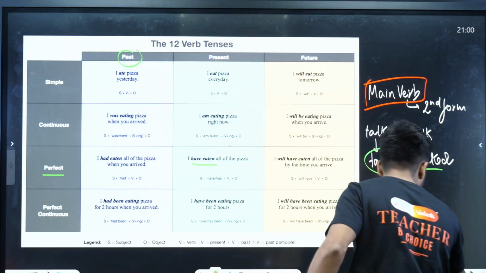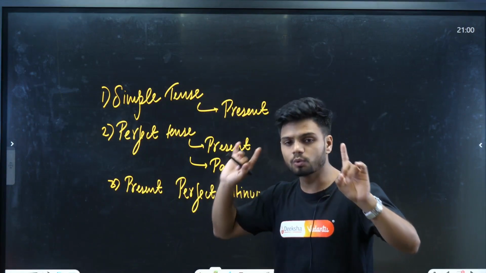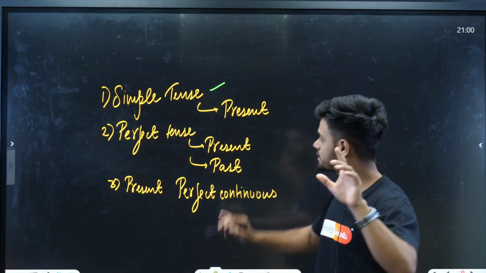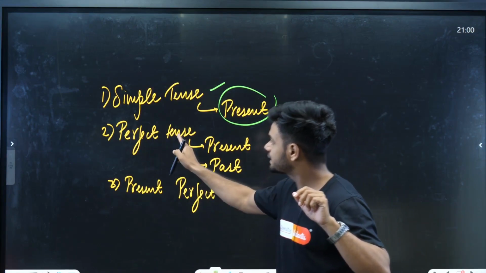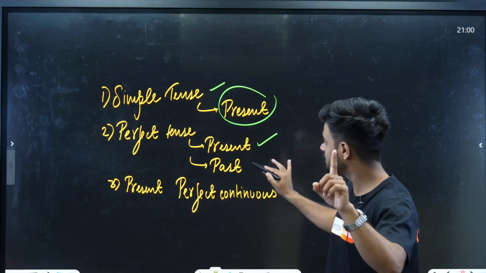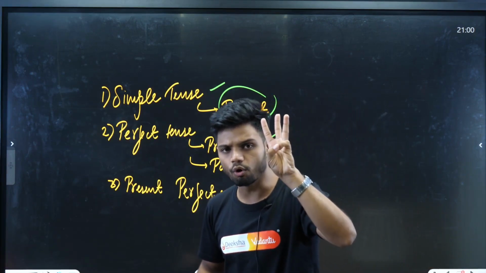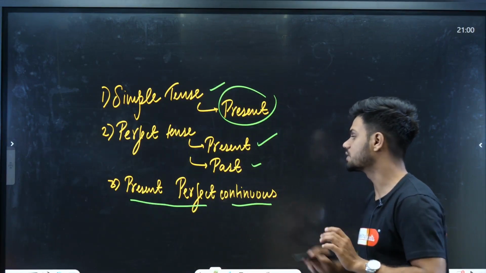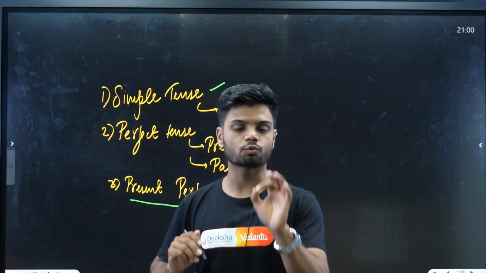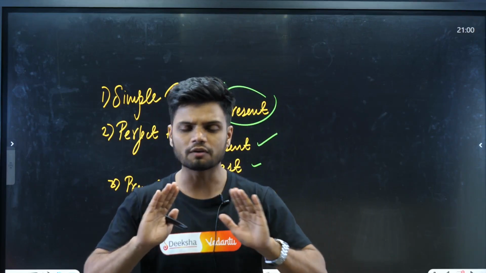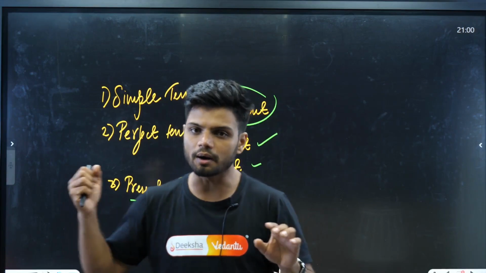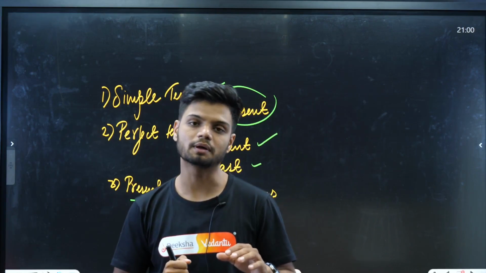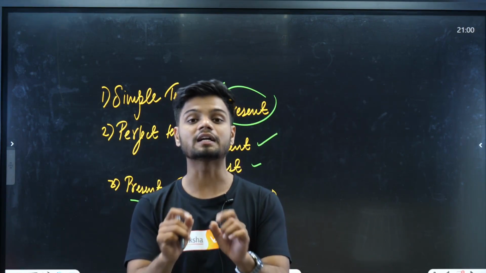Okay, hack number 1. 90% of the time, the questions will come from the simple tense, where they'll ask you the present form, or the perfect tense, that is both present and past. And the third, the most important, where the questions keep repeating, is the present perfect continuous tense. These are the 3 tenses where the questions have been coming continuously. Apart from this, you do not have to worry. Now within these 3 categories, can there be confusion? Yes, there can be, and this is the video where I clear that confusion for you.